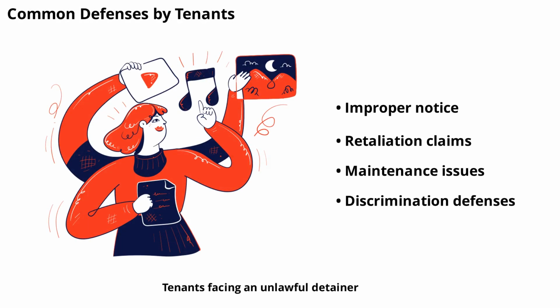Tenants facing an unlawful detainer action often raise several common defenses. These might include claims that the landlord did not provide proper notice, that the eviction is retaliatory, or that the landlord failed to maintain the property. Other defenses could involve discrimination or violations of local housing laws. Each defense must be supported by evidence, and the court will consider these arguments before making a decision. Knowing these defenses can help tenants protect their rights and landlords prepare for possible challenges.